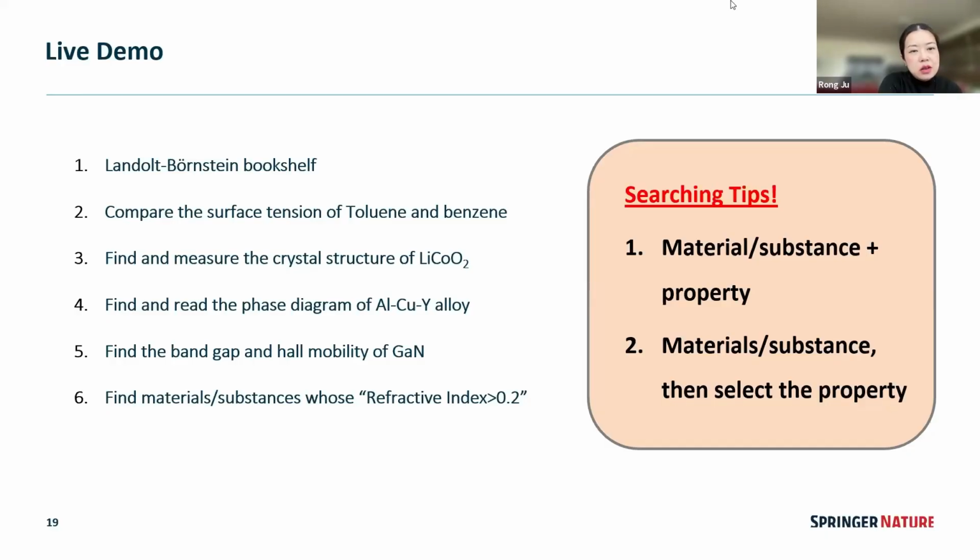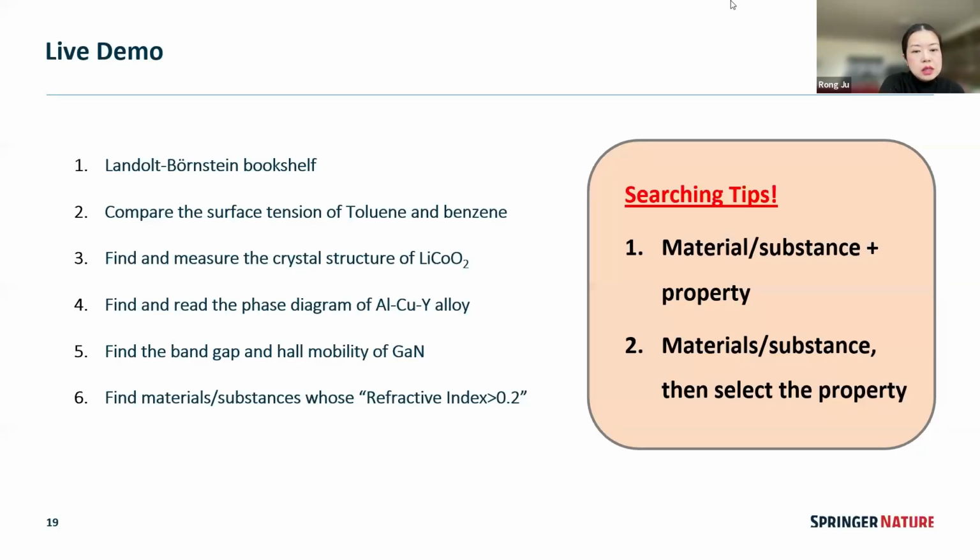Then the second is a very common example of the surface tension of toluene and benzene, how to compare them on the platform. Then the third example is what's the crystal structure of lithium cobalt oxide. Then the fourth example is how do we find and read the phase diagram for the alumina, copper, and lithium alloy system. The fifth is how do we find the band gap and Hall mobility of semiconductor.